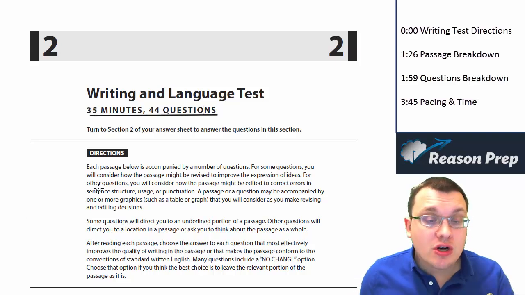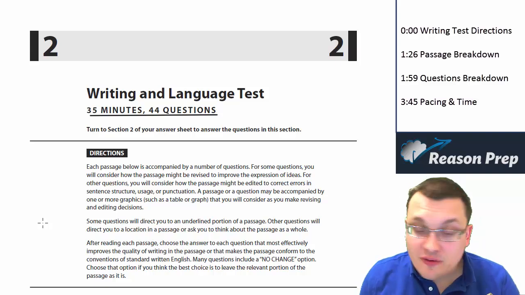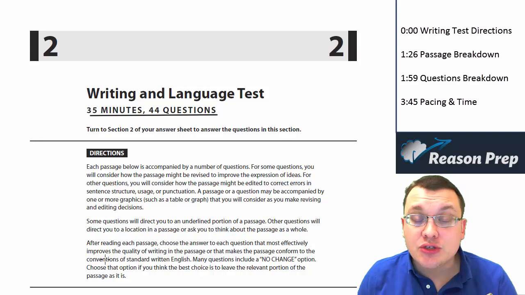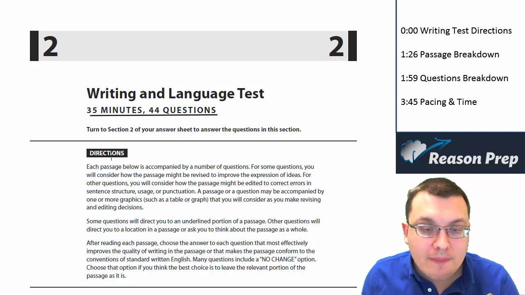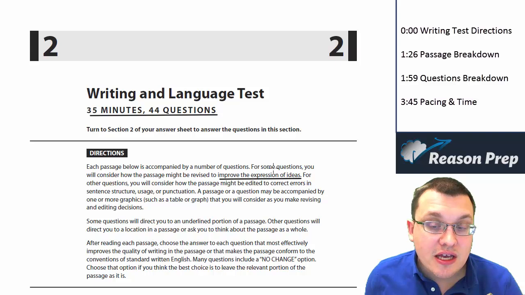The instructions are right here, the directions to this section. We're just going to read them once, and then you'll never have to read them again. There's not really much very interesting in them, but we'll just get this out of the way. So each passage below is accompanied by a number of questions. For some questions, you will consider how the passage might be revised to improve the expression of ideas. This, by the way, as we'll talk about in a second, are the rhetorical skills questions.